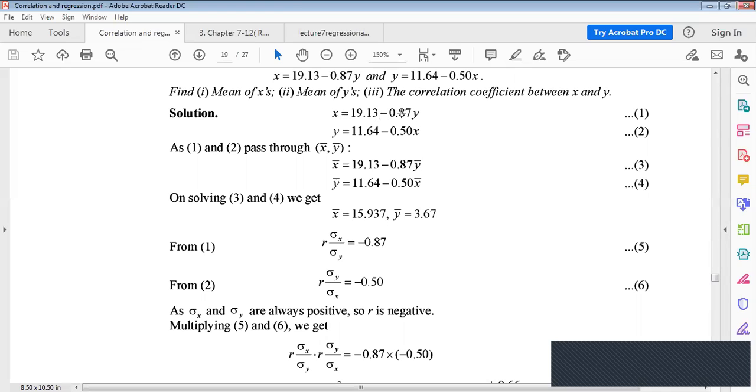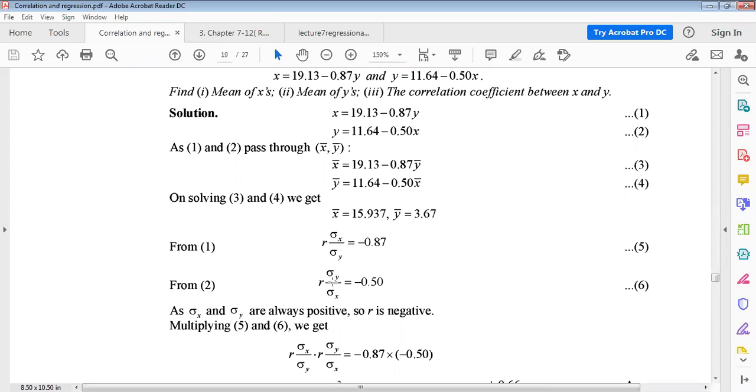X equals to m. This is the slope. Okay, this is the slope. 0.87 is the slope. Again from equation 2, sigma y divided by sigma x. Equation 2, this is actually the slope for y. Okay, and this is for x.